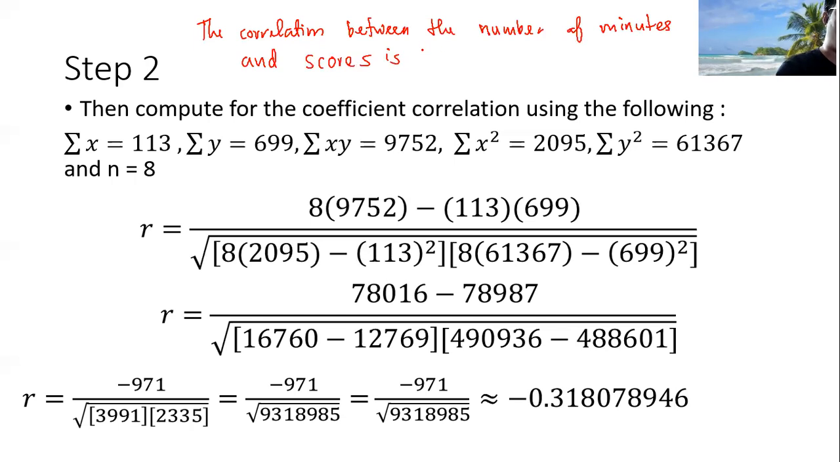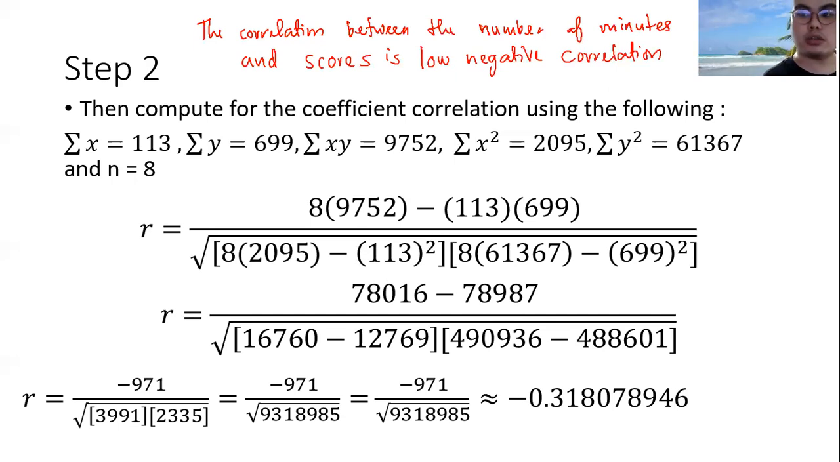is low negative correlation. Dahil pasok siya sa 0.31 to 0.50. Kaya siya negative dahil sa negative sign. Okay.